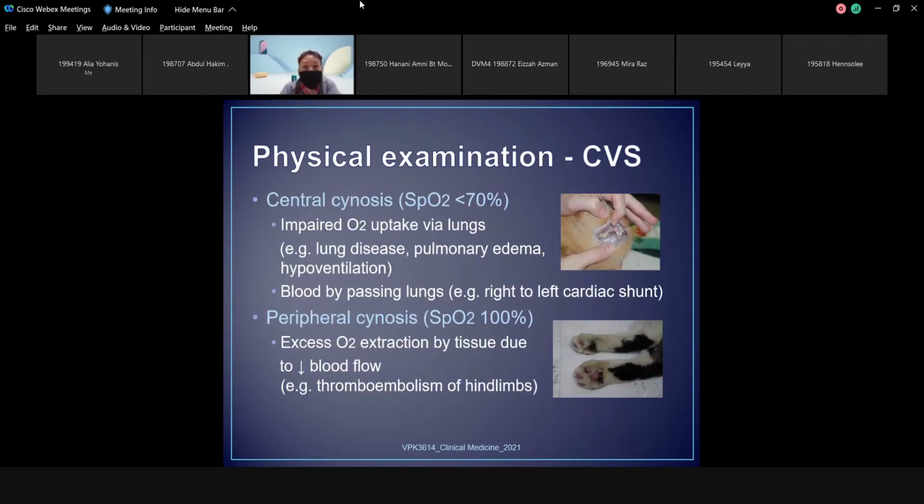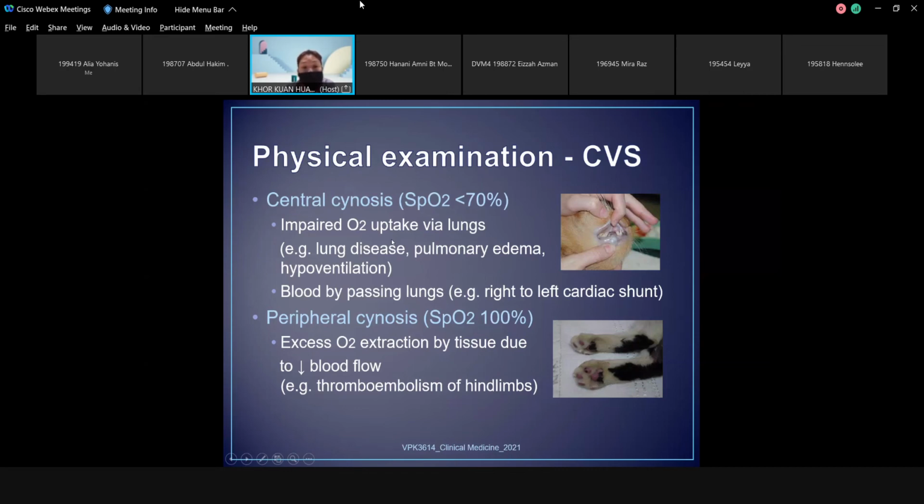There are two different cyanosis. It's called central cyanosis and peripheral cyanosis. So this one, there's a bluish gum, isn't it? So this is central cyanosis. Peripheral cyanosis is often associated with the perfusion of the legs, or the perfusion of the body. If it is central cyanosis, it often means that there's an impaired oxygen uptake via the lung. The lung is already sick, the lung is not okay.